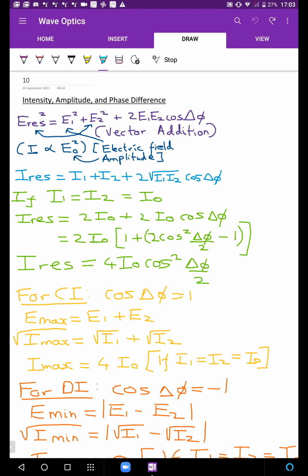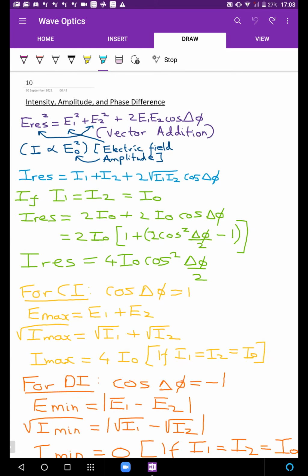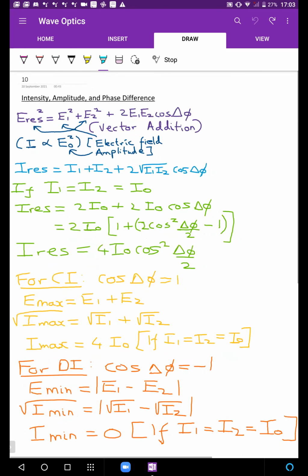On the other hand, in destructive interference, minimum E becomes E1 minus E2. Replace E with root I to get the corresponding relations for intensity. But if I1 and I2 are equal to I0, in this case the minimum intensity comes out to be 0, which is quite evident from this formula.